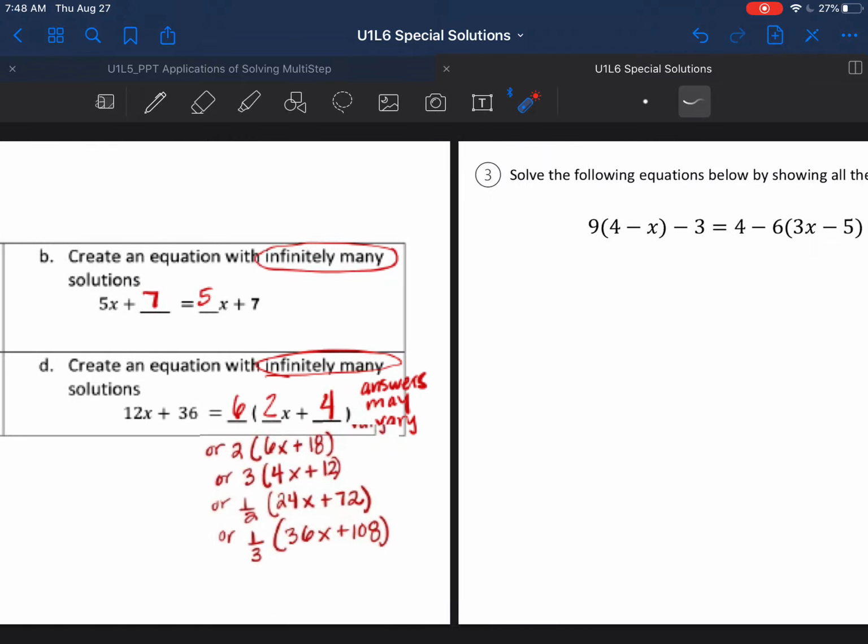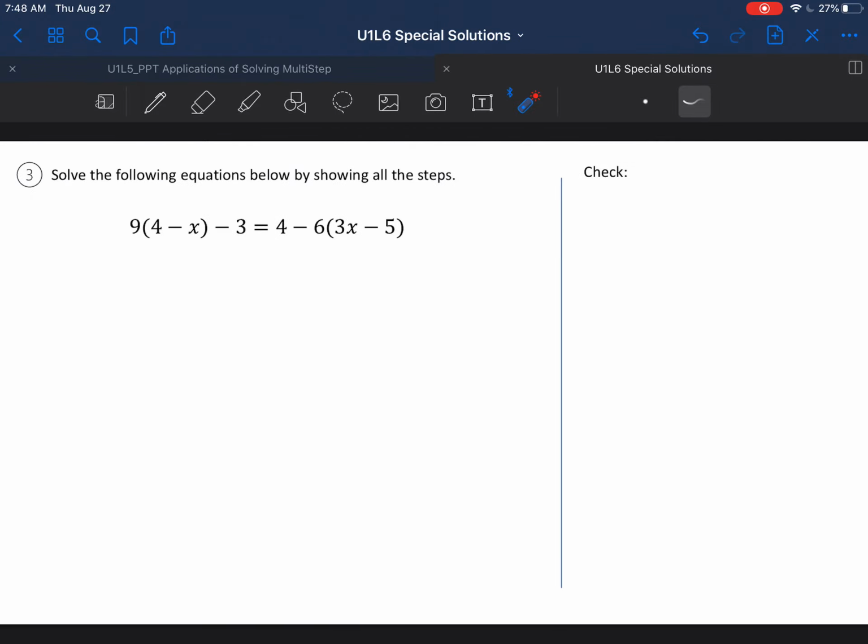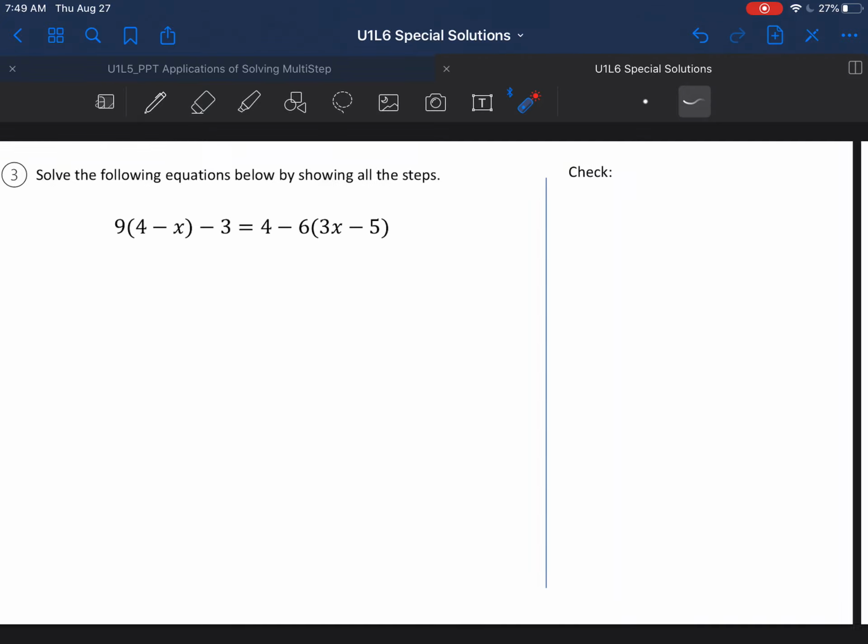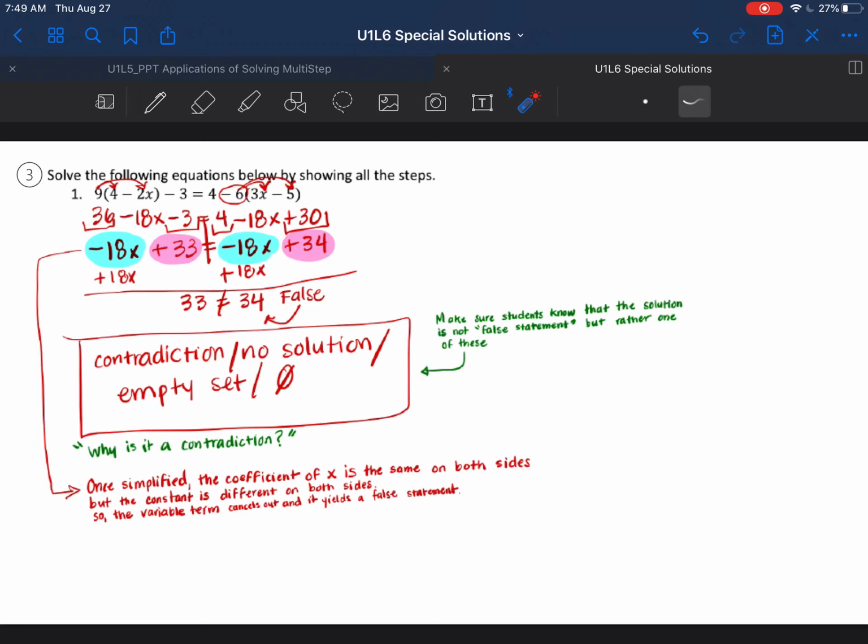Remember, if you have any questions, you can raise your hand. Question 3 says solve the following equations by showing all steps. So you're solving the equation and you're telling me what the unique solution is, if there are no solutions, or if there are infinitely many solutions. Pause the video. Your answer is coming in 3, 2, 1. So the first one is a contradiction. There were no solutions to that first problem.